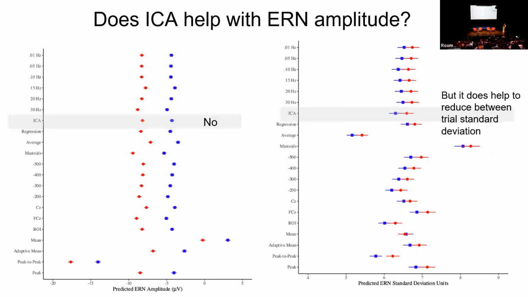So let's look at those comparisons again. How ICA improves ERN amplitude. It doesn't improve the amplitude of the ERN, so it doesn't increase the amplitude. But it reduces a bit the trial standard deviation. So it means that the quality of the data is better, it's kind of removing extreme values.